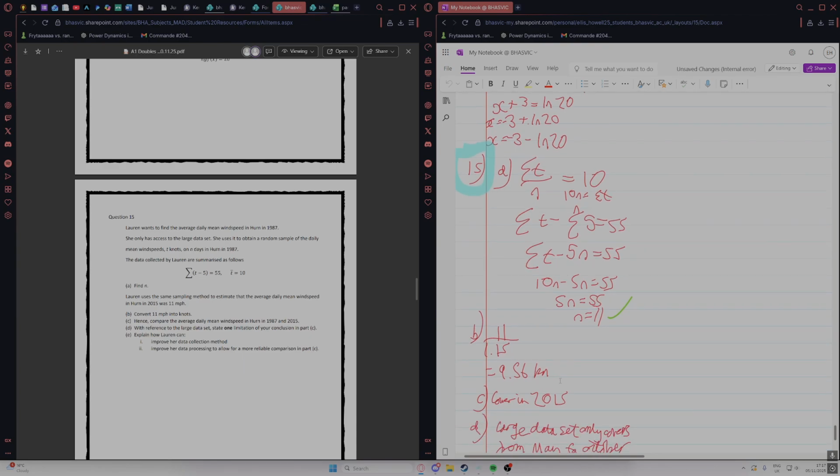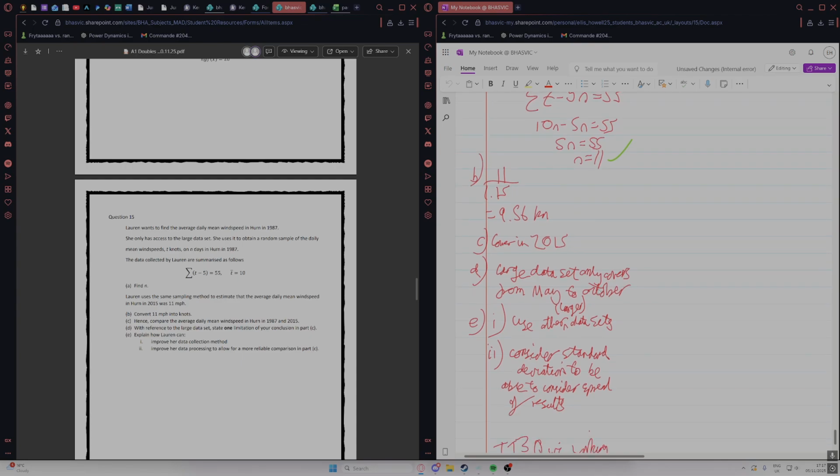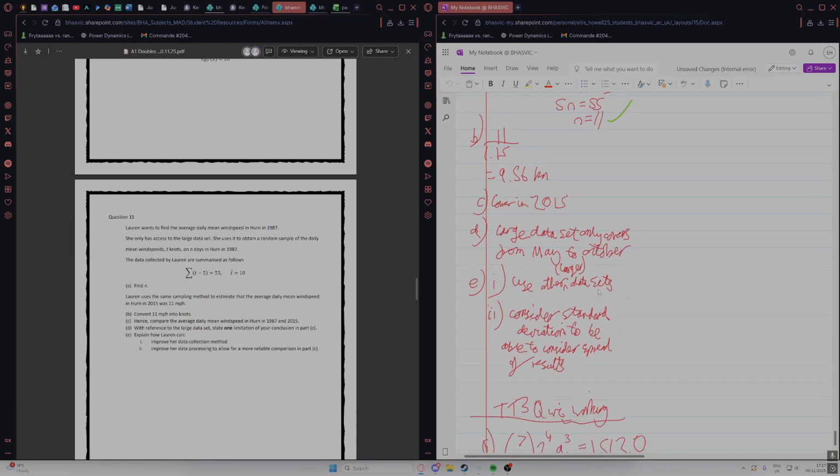Convert 11 miles per hour into knots. You should always know that to convert to knots, you need to divide by 1.15. And then comparing them, you just state the data. With reference to the large data set, state one limitation. Obviously you should know that the large data set only covers data from May to October. That's very important. It has come up before. And explaining how she can improve data collection methods, use any other data set, literally any other one. Why would you use an Excel large data set? And then to improve her data processing, you just consider other averages.